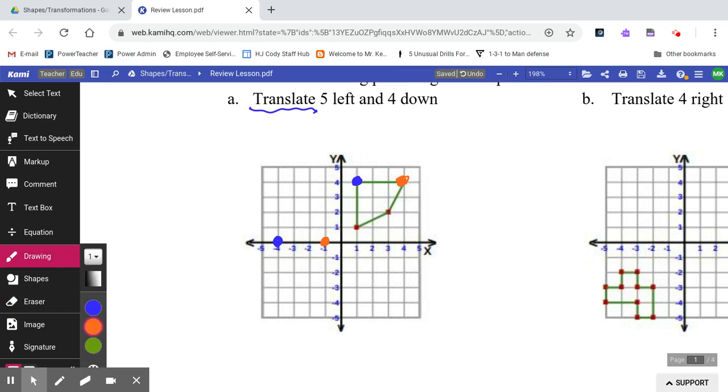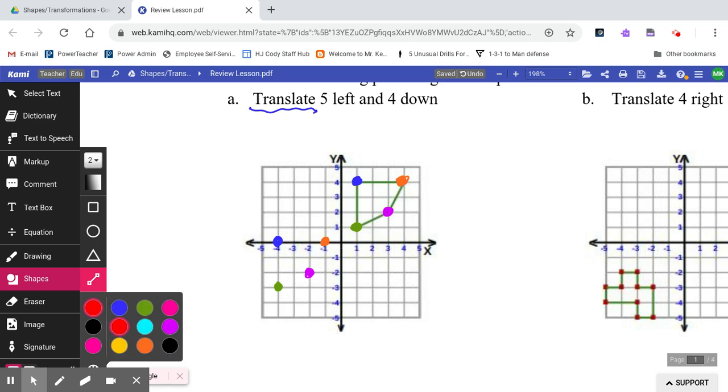The other two corners of the shape, I'm going to take this one right here, 5 left, 1, 2, 3, 4, 5, 4 down, 1, 2, 3, 4. And the last corner, this one right here, 5 left, 1, 2, 3, 4, 5, 4 down, 1, 2, 3, 4. And once I've moved the corners, all I need to do from that point is connect the dots. If I connect these dots, it would give me my shape.